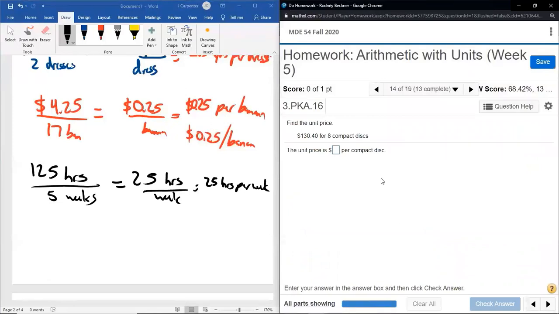All right, $130.40 for 8 compact discs. That's another thing about math. You're only supposed to say "and" for a decimal. So if you have the number, say, 3,024, a lot of people will say "three thousand and twenty-four," but that's grammatically incorrect. Now, fortunately, nobody cares, and I'm not going to penalize you for that in this course.